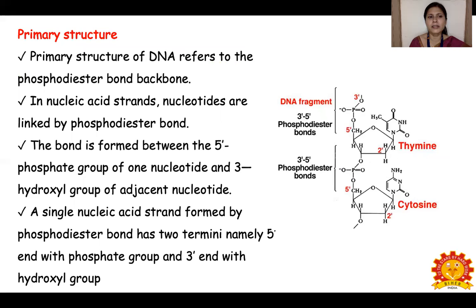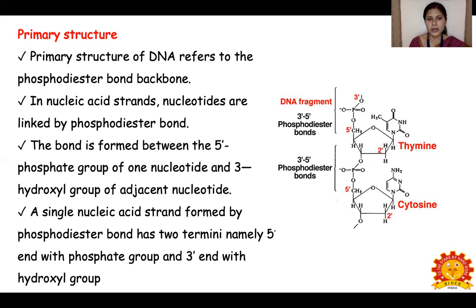So there are 3 levels. The first level is the primary structure. The primary structure of DNA refers to the phosphodiester backbone. In the last slides, we have seen the 3', 5' phosphodiester bonds. Okay. So that is the main part of this primary structure.